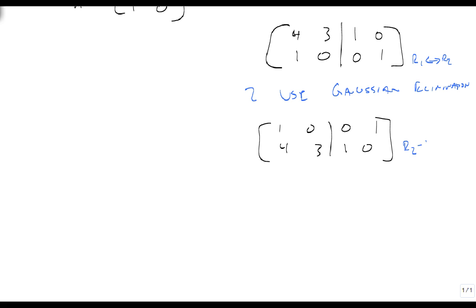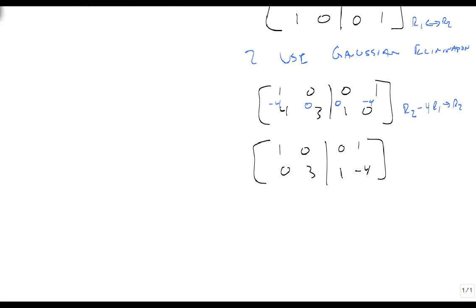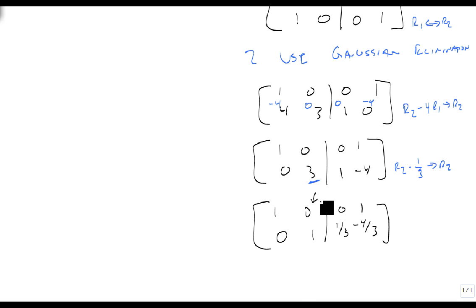Then we're going to take row 2 minus 4 row 1 and store that in row 2. So it's going to be a minus 4, a 0, and a minus 4. Well, that gives me 1, 0, 0, 1, 0, 3, 1, minus 4. Now we take row 2 and multiply it by a third and store that in row 2. That'll put a 1 right here: 1, 0, 0, 1, 0, 1, 1/3, minus 4/3. My last step would normally be to put a 0 right here, but there already is one. So there's nothing else we need to do.